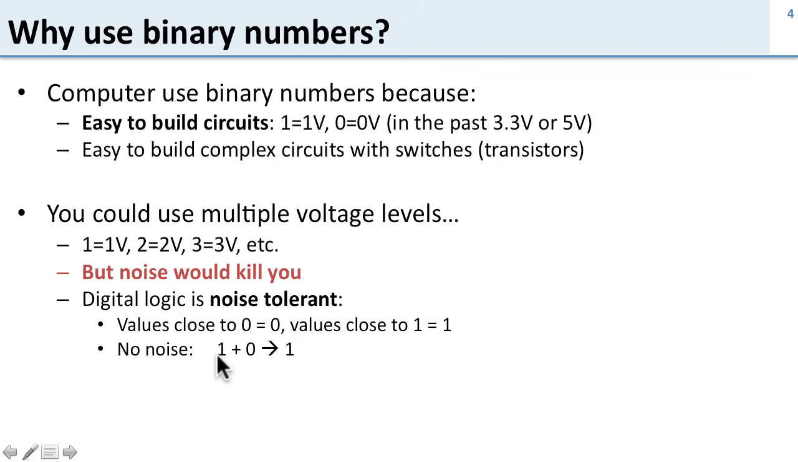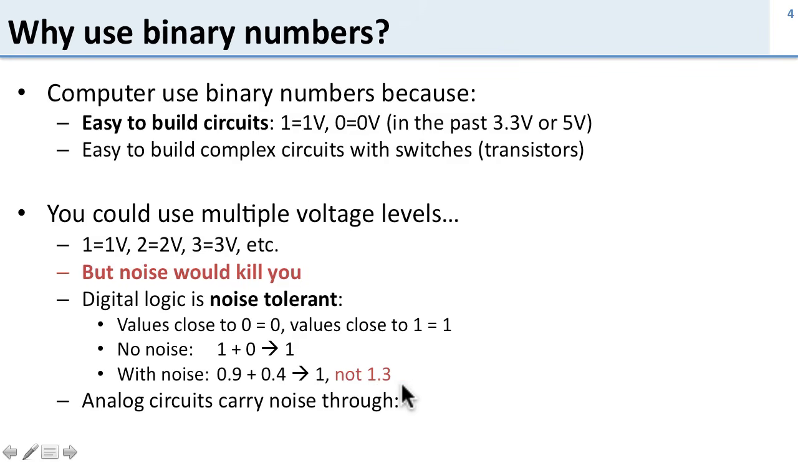For example here, if I have no noise, I can do 1 plus 0 and I'll get 1. But if a little bit of noise comes in, say that 1 gets pushed down to 0.9 volts, and that 0 gets pushed up to 0.4 volts, well, the logic is still going to interpret this as a 1, and that as a 0, so we'll get 1 out the other end and not 1.3.